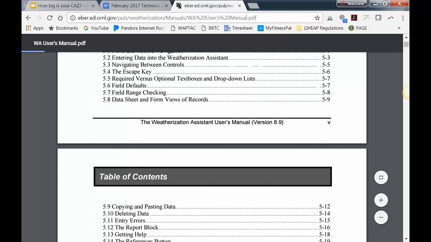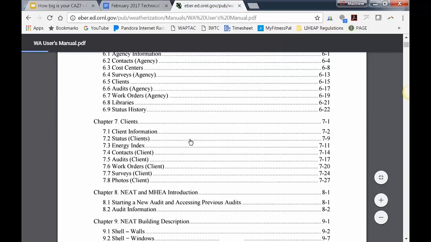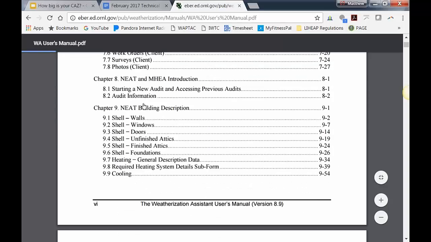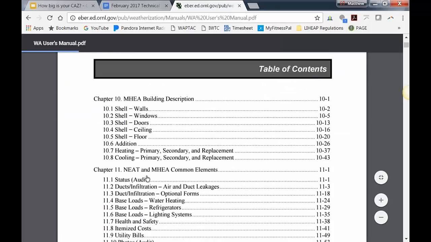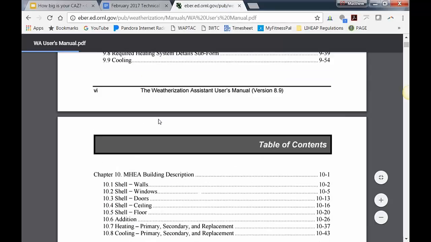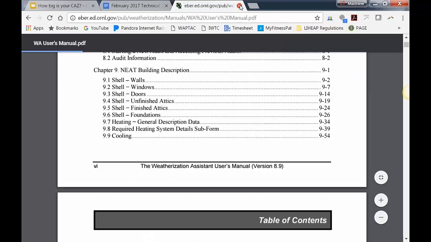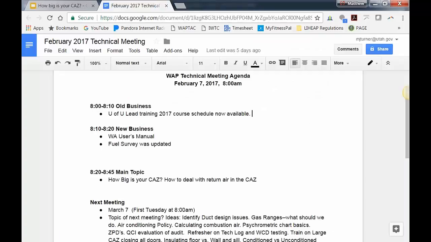I've found that chapter, I want to say it's chapter 9. Yeah, chapter 9 for the NEAT and chapter 10 for the MIA. It'll kind of walk you through each of the tabs on the audit and give you a lot more information about what you need to put into each of those fields when you're filling that out. So this could be a very valuable resource especially for auditors. If you're not aware of it, you haven't looked at it, I would recommend that you check that out, download a copy of it, and keep it on your desktop.